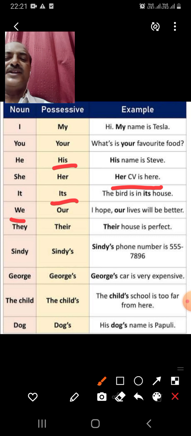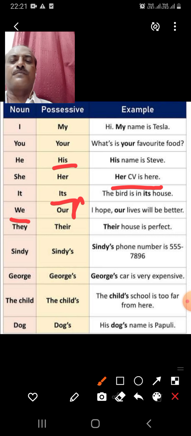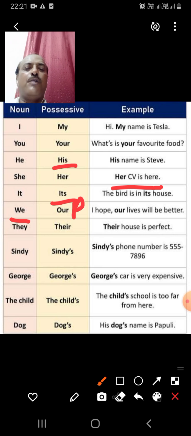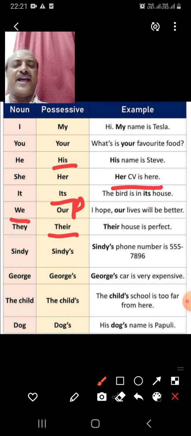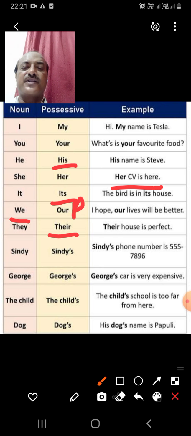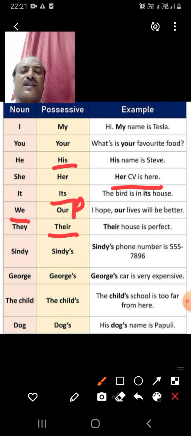We, our, we use in plural form. I hope our lives will be better. This is our house. Our means more than one person. That is in plural form. They, their. When we are talking about more than one person, their house is perfect. Their means more than one person's house. It is used in plural form. That means this house is theirs.